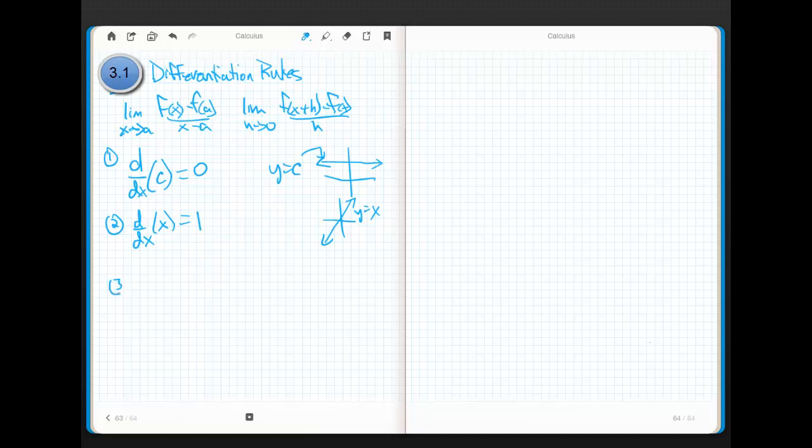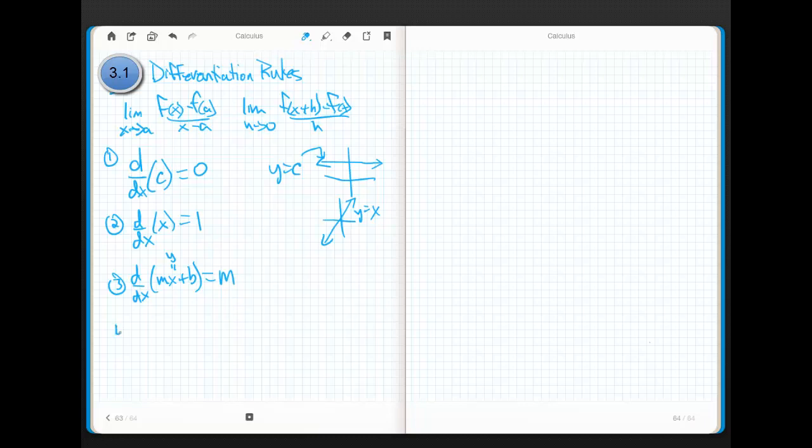How about any line? If I take the derivative of mx plus b, well, again, if we think of this as y equals this, it's just a line. It's already got a slope. It's already its own tangent line, so the derivative is nothing to it, okay?